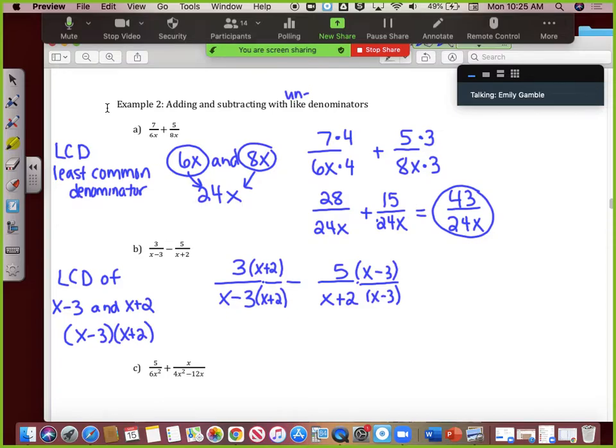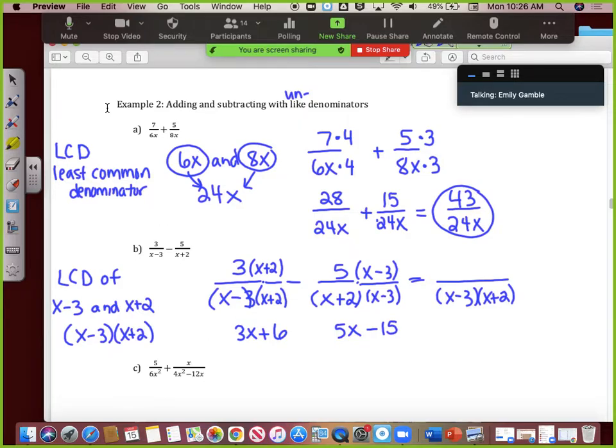Now, it's up to you what you want to do at this point. When I have this multiplication going on, I know that my denominator is now going to be x minus 3 times x plus 2 in any order. And then to simplify the numerator, it's up to you if you want to distribute first and then put it in. I would suggest doing that. So 3 times x plus 2 is going to be 3x plus 6. And 5 times x minus 3 is 5x minus 15.